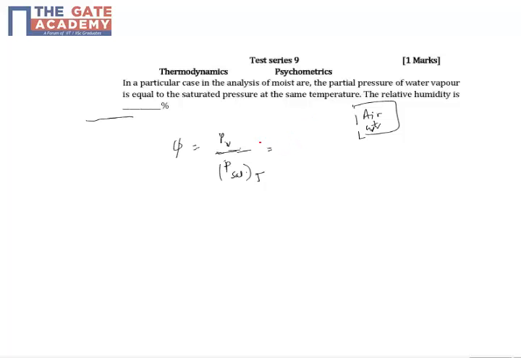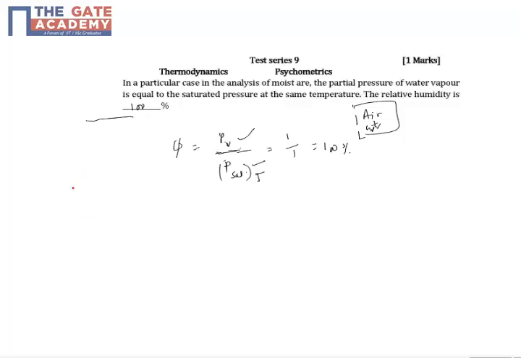Now it is given that the partial vapor pressure, the water vapor pressure, is equal to the saturated vapor pressure, so both are equal. So relative humidity is basically 100%. It comes from the definition of relative humidity.